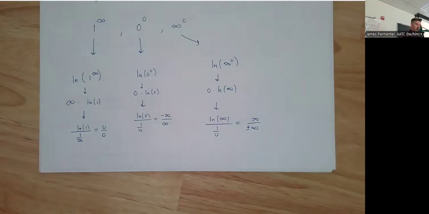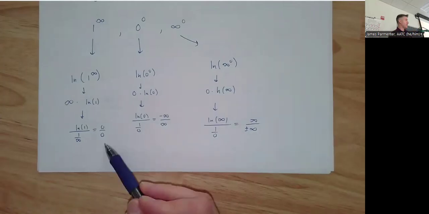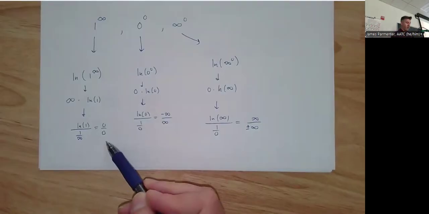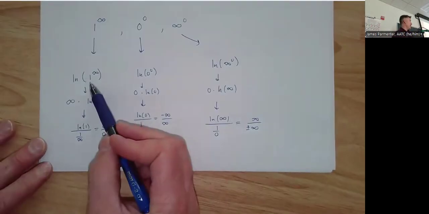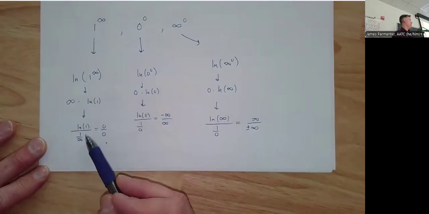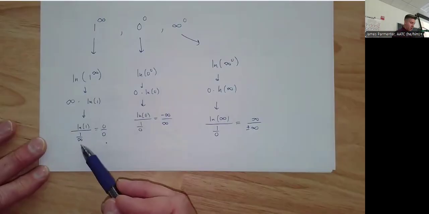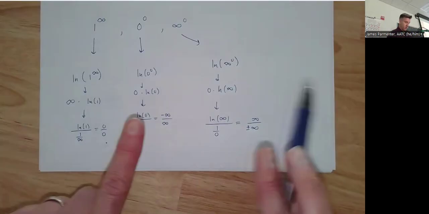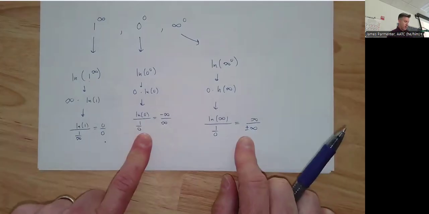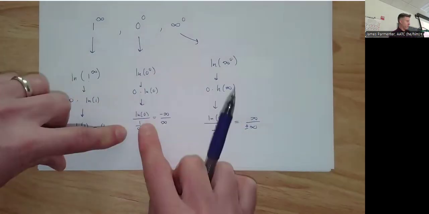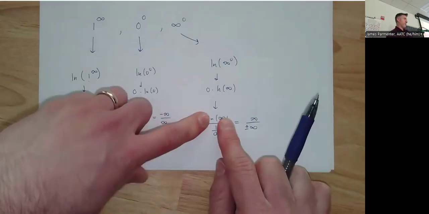Because when you take the natural log, you either end up getting a 0 over 0, but you can only really get a 0 over 0 if you have a natural log of 1 on the inside and a division by 1 over something big on the outside. Or you get an infinity over infinity one of these two ways, by either getting a natural log of 0 divided by 1 over 0, or a natural log of infinity divided by 1 over 0.